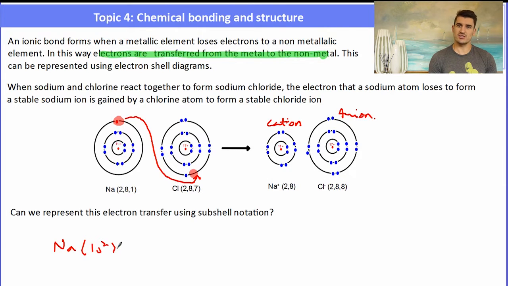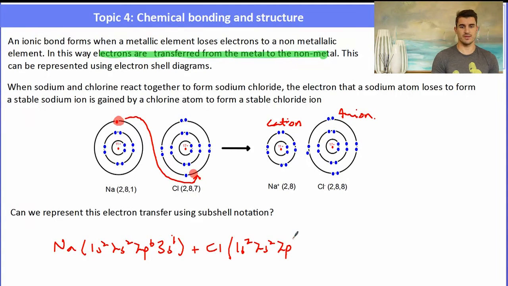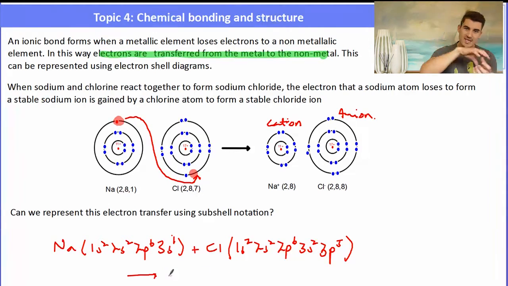We could represent this using subshell notation. So the subshell notation for sodium, 1s2, 2s2, 2p6, 3s1. And then we add that to chlorine, Cl, its electron configuration, 1s2, 2s2, 2p6, 3s2, 3p5. So that one electron from the sodium is going to go into the p subshell of the chlorine.